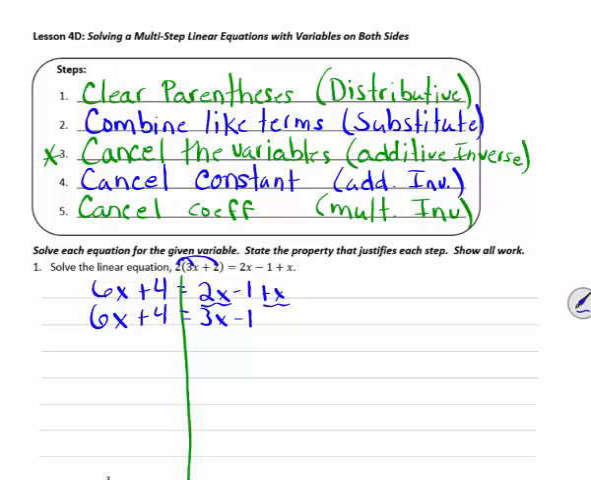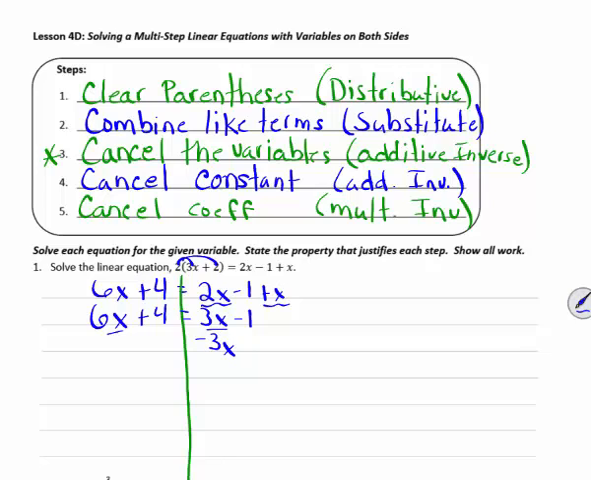But this is a different situation than we've had before. Now I have variables on both sides of the problem. x has to be on one side and all the other numbers have to be over. So I'm going to cancel this. It's an additive inverse, meaning I'm going to add or subtract. Well, how do I know what I'm going to do? Well, I'm going to do whichever one is smaller, number 1, and I'm going to do the opposite of what it is. So this is a positive 3x, so I'm going to subtract 3x.